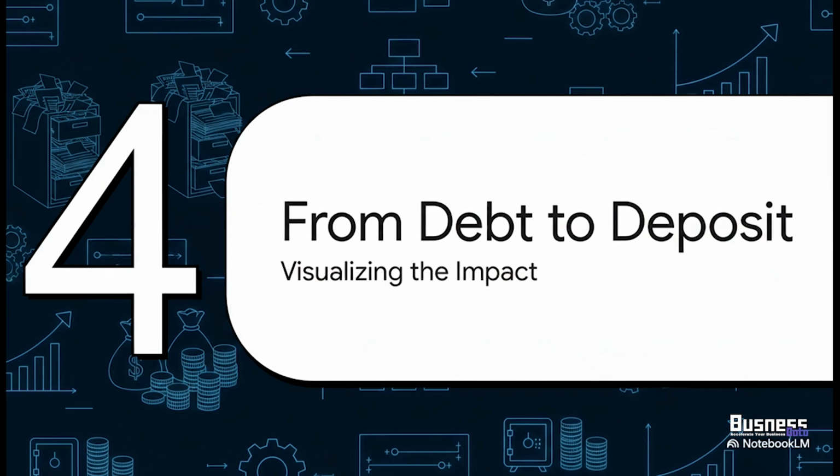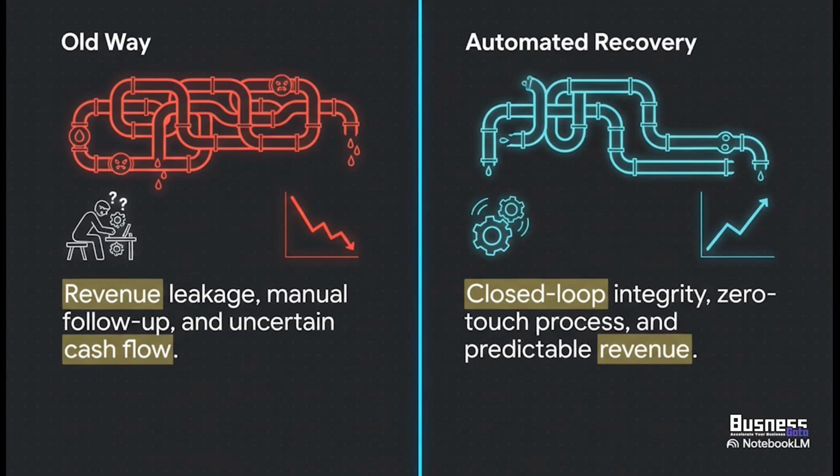Okay, so we've looked at the architecture and the action sequence, but now for the payoff. What is the real-world impact of making this shift from manual chaos to automated control? Let's visualize the results. On the left, you see the old way, right? Forgotten debt that leads to revenue leakage, all those time-consuming manual follow-ups, and that dreaded uncertain cash flow. But on the right, with automated recovery, the system is completely streamlined. You get closed-loop integrity, a zero-touch process, and the thing every business owner wants, predictable revenue. The contrast is just stark.